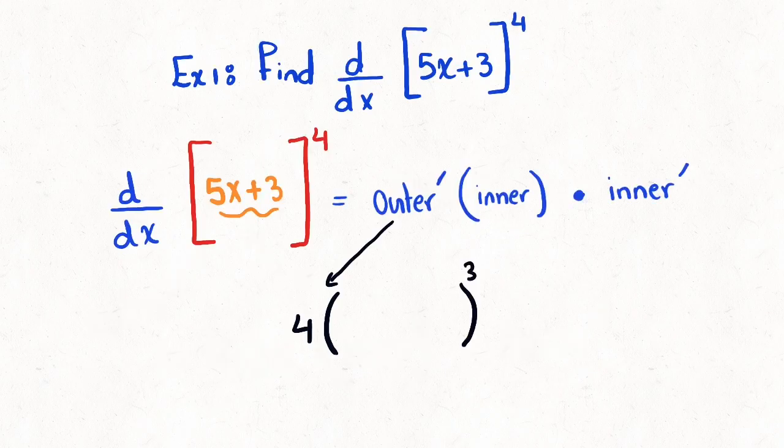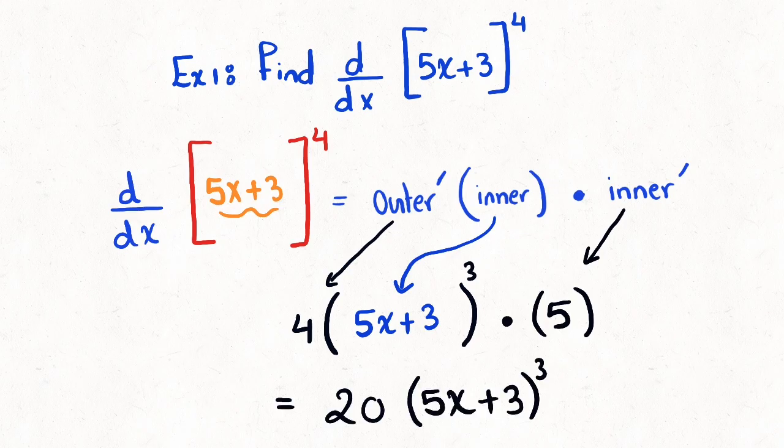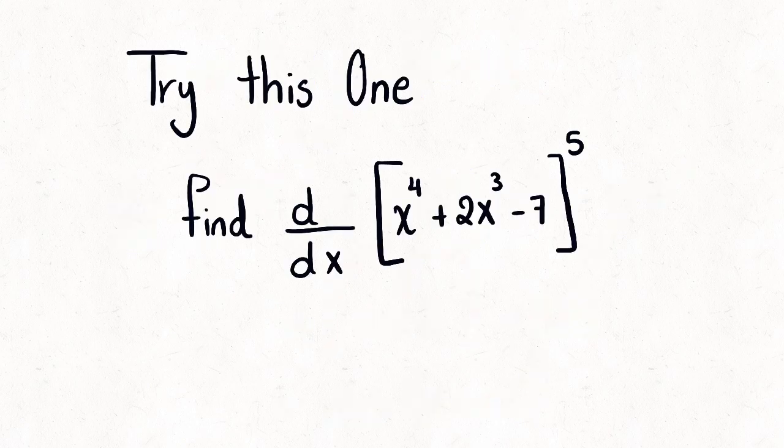The outer prime, because it's a power function, is 4 bracket to the power 3. Now the inner, we keep it, we don't change it, 5x + 3. Now, times, from outside, what is the derivative of 5x + 3? It is 5. And the rest is just simplification. Now, I want you to try the following one.